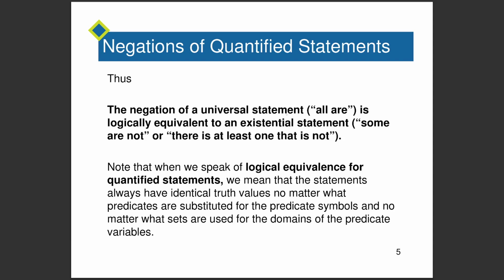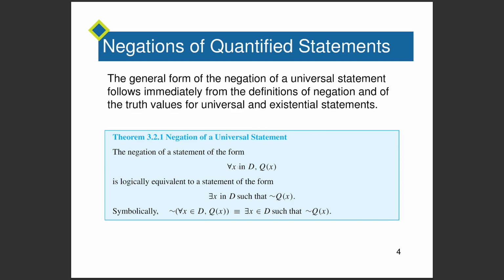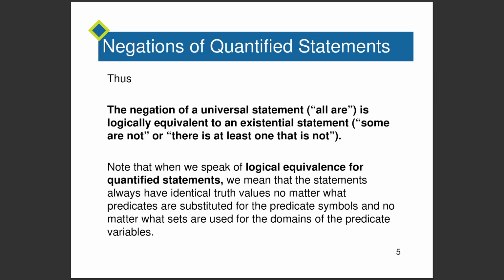So the negation of a universal statement, meaning for all, is logically equivalent to the statement some are not, or there is at least one that is not. Just like in the previous section where I gave you a bunch of equivalent statements for and, or, and not, you should make a note of these here as well. But these logical equivalent statements are for quantifiers. The ones that were previously done were for logic and truth tables.